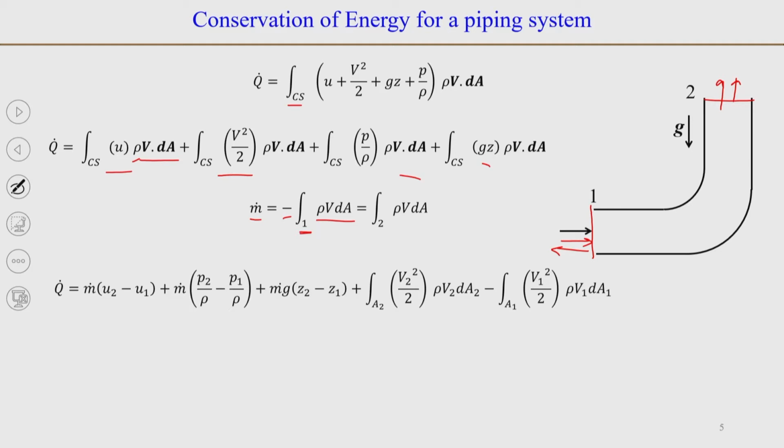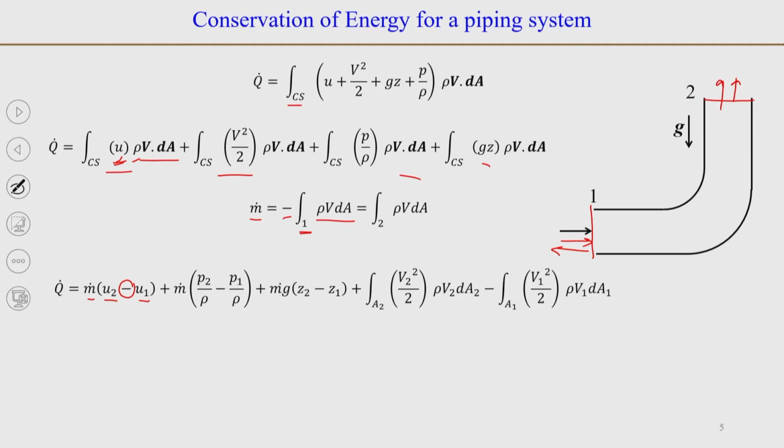So, the first term, U, is internal energy. So, we can say the internal energy at section 2 minus the internal energy at section 1, so U2 minus U1, from this we will get m dot, because m dot at 1 is negative. That is why we have got this minus sign here.